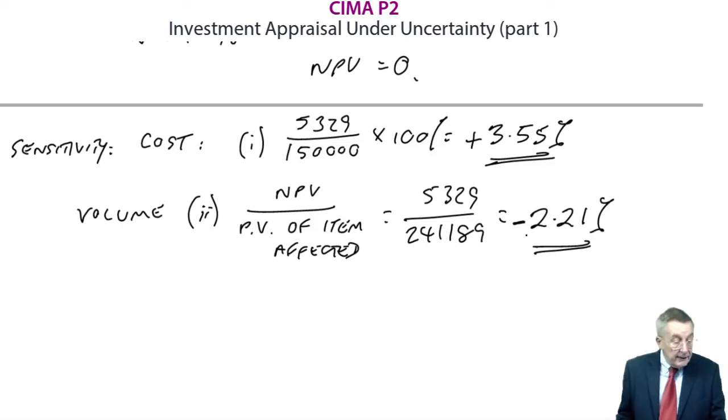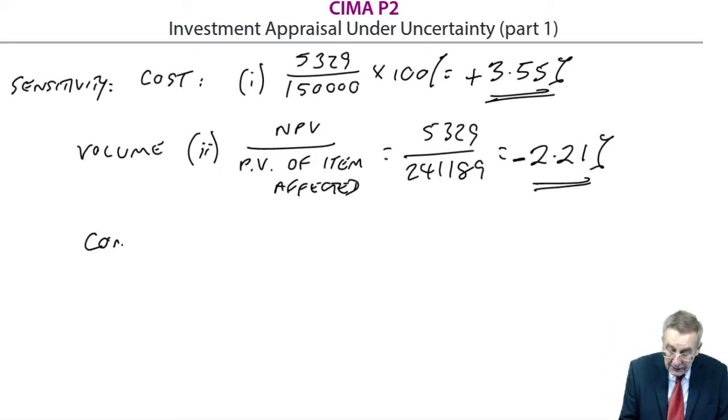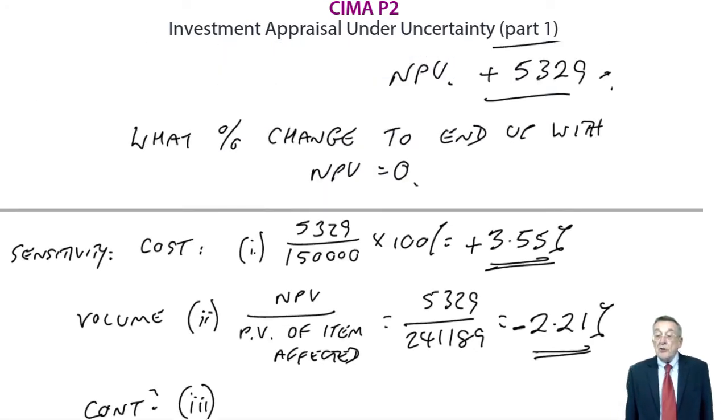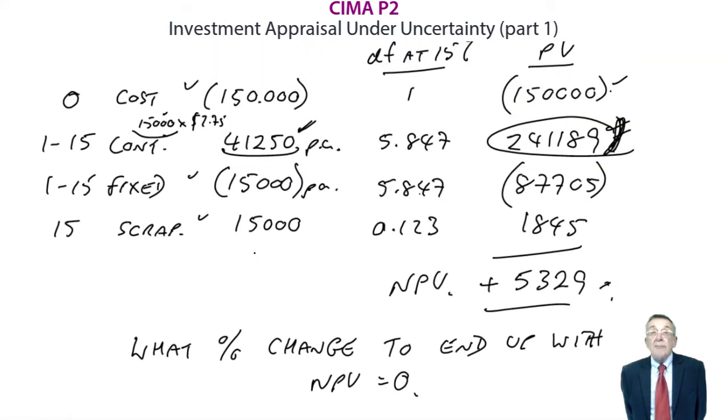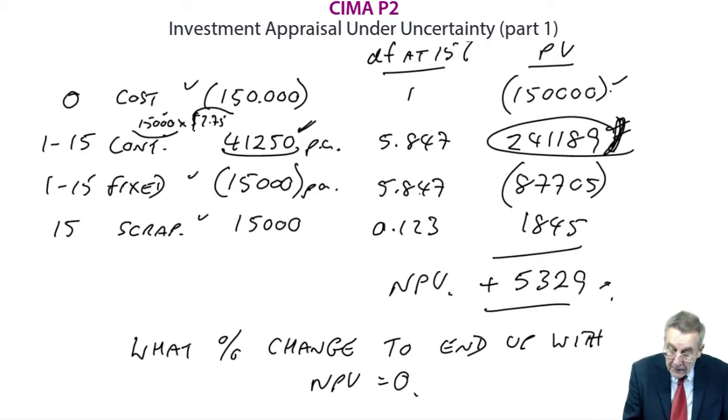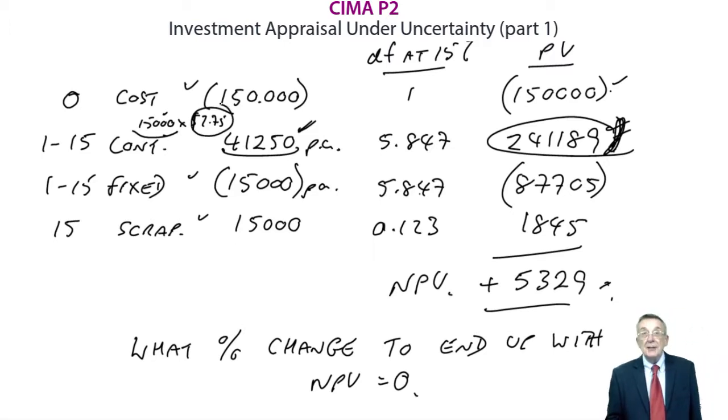Well, I think you should be getting the hang of it. But let's do the other. So about the contribution. This time, contribution is the only thing that's uncertain. Everything else is fixed. Again, say to yourself, if the contribution per unit changes, which of the present values will be affected? We'll show you exactly the same way as with the volume.